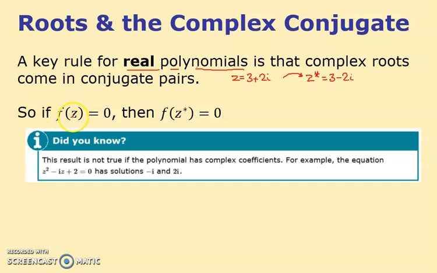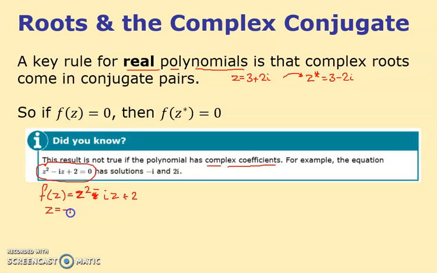Notice it's written here: if the function with z going into it gives me 0, then put z star into it, it will also give me 0. Now I haven't said what a real polynomial is. This result is not true if the polynomial has complex coefficients. So if we get a complex coefficient such as this one, this equation says f of z equals z squared plus iz, it's often easy to mistake z's with 2's, plus iz plus 2, in fact it doesn't say plus, it says minus.